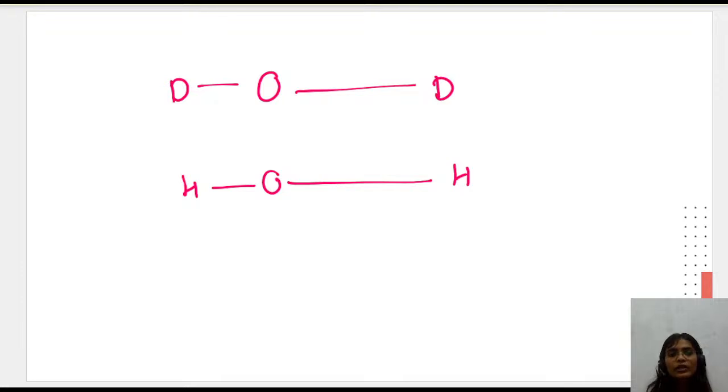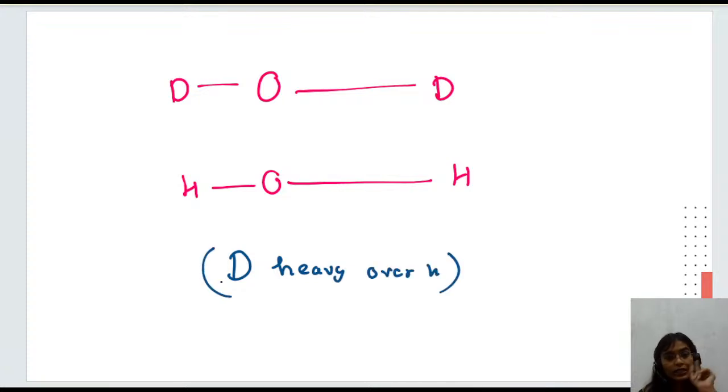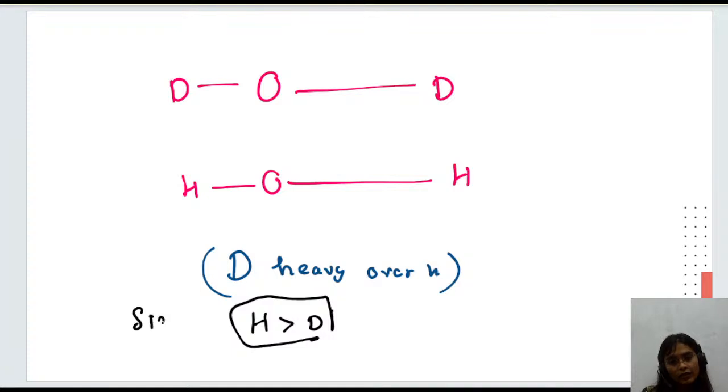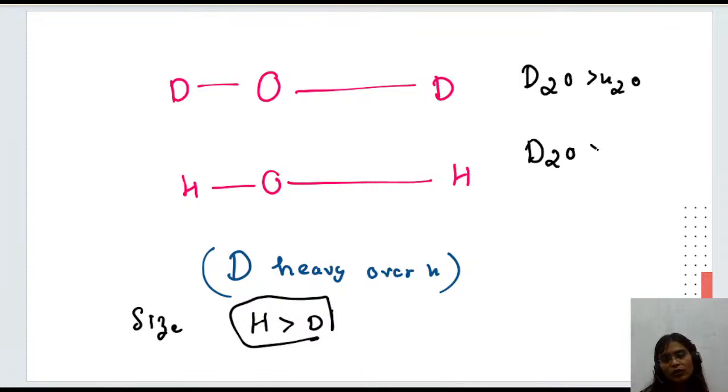Listen, my point, this is two topics. What is the problem with the student, ma'am? No, listen, mass-wise, deuterium is heavy. So you can say simply D is heavy over hydrogen. This is point number one, that deuterium is only heavy. But if we are discussing size, size-wise the hydrogen size is maximum over deuterium. So it's a size order. So simply I can say that D2O has a maximum hydrogen bond over water, right? This is how we are able to differentiate between D2O and water.